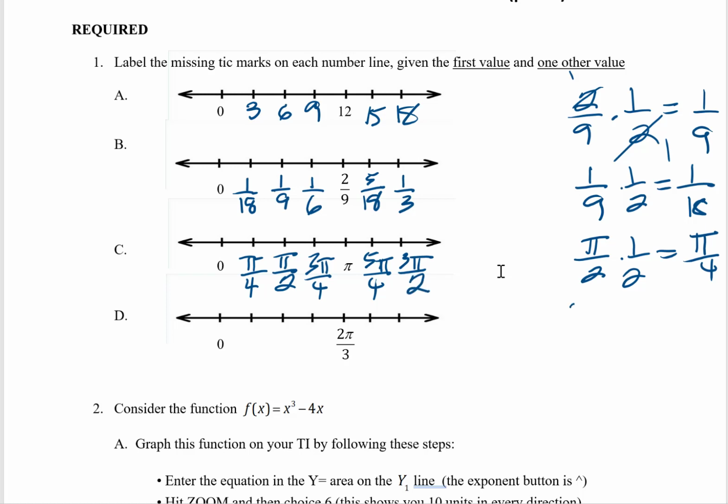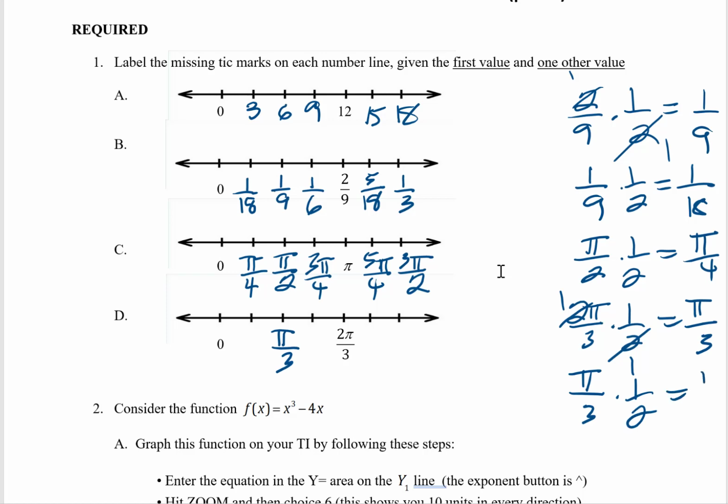Same scenario. I'll need to cut 2 pi over 3 in half. Well, half of 2 pi over 3 is just 1 pi over 3, just a single pi over 3. So that must be this middle tick mark. Then I need to cut that number in half. Half of pi over 3 is pi over 6. So I am counting by 1/6 pi.